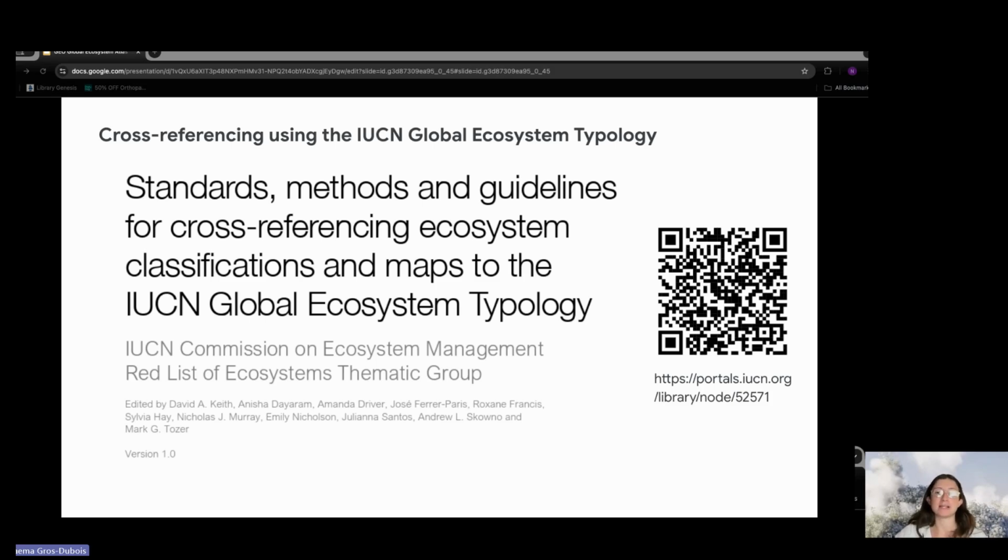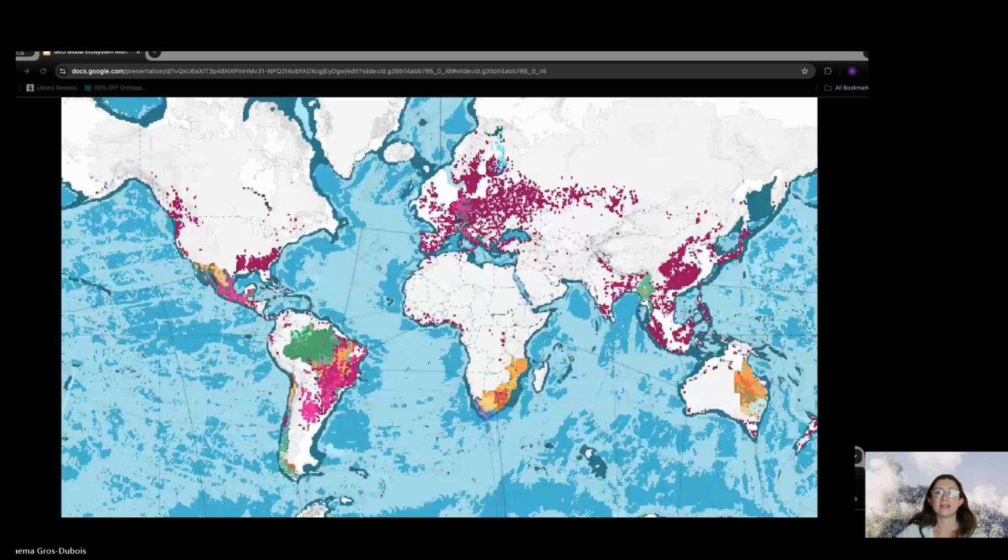Once source maps are cross-referenced, we are then able to ingest it into our synthesis map, which at the moment looks a bit like this. So about 60% of the world's surface is currently mapped to level 3 of the global ecosystem typology. So that includes marine ecosystems in blue here. And this map was produced solely from existing ecosystem maps.